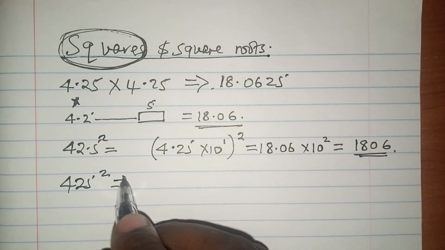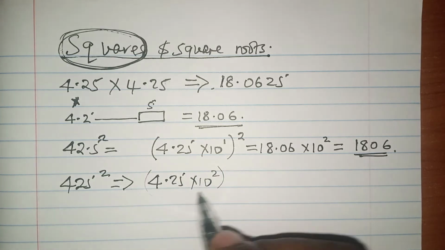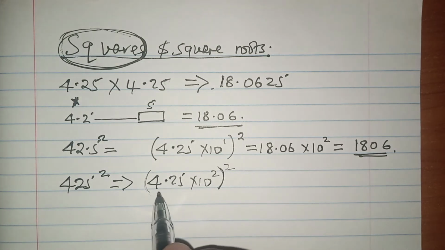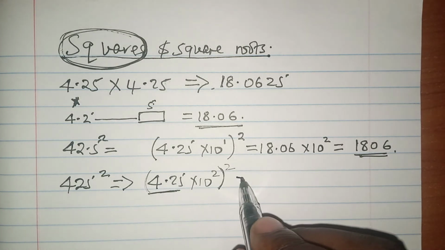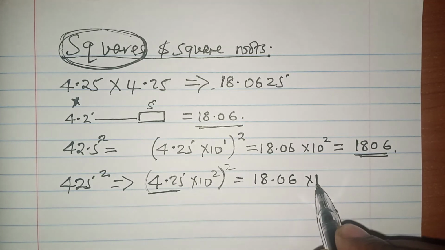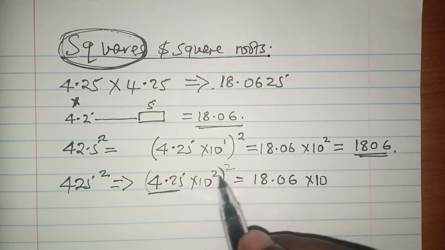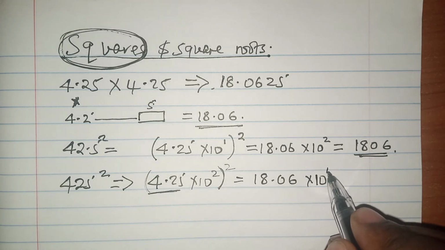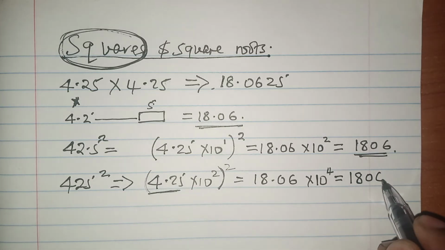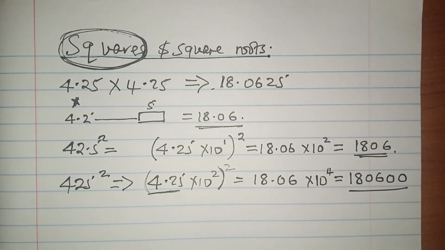What about 425 squared? You still have to write it in standard form, 4.25 times 10 raised to power 2, and everything now squared. And since we know the square of 4.25, this is going to be 18.06 times 10 squared, then squared. According to the law of indices, this is going to be 10 raised to power 4. And the final answer is going to be 180600. And that is it.